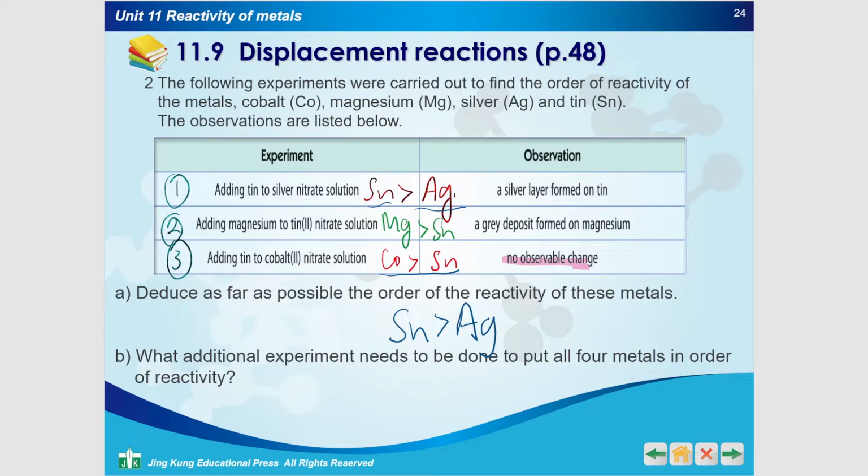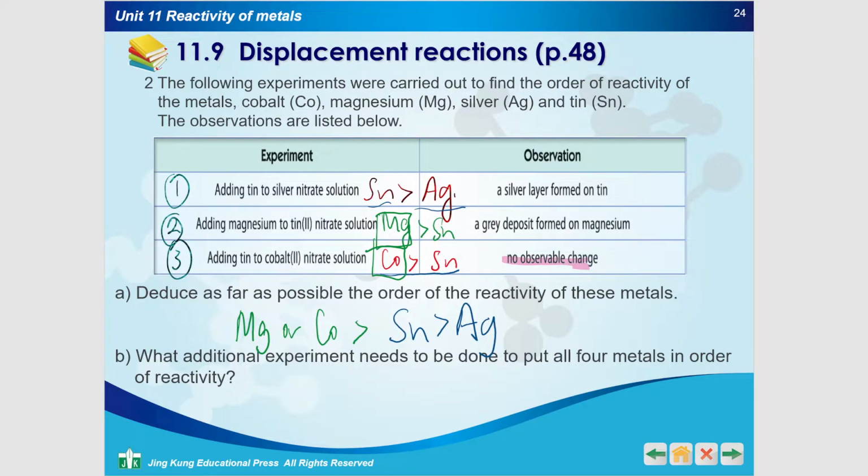And then how about between magnesium and cobalt? Is there a way to figure this out? At this moment, among these three experiments, we don't really know. So at this moment, maybe I'll write magnesium or cobalt is greater than tin, greater than silver, because at this moment, I don't know.